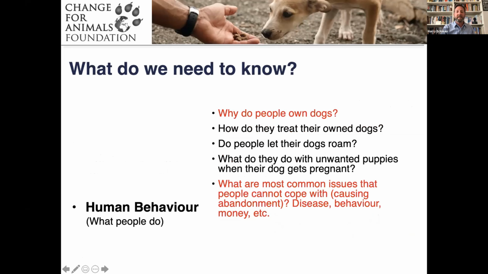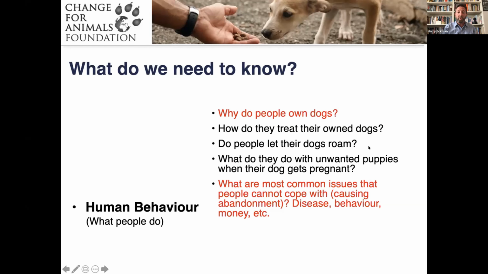So why do people own dogs? Do they have them as pets, as companions, as guard dogs, as hunting dogs? You need to know what their purpose is, because again, that gives you an idea of how you address some of the issues. And then how do people treat their own dogs? Do they chain them up outside? Do they keep them indoors? Do they allow them to go out on the streets? Do they let their dogs roam?